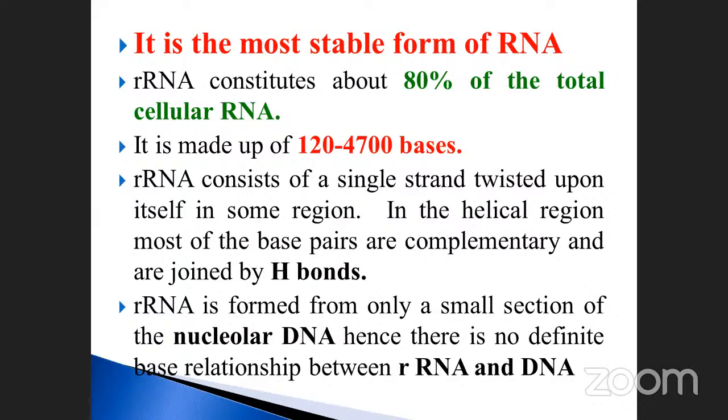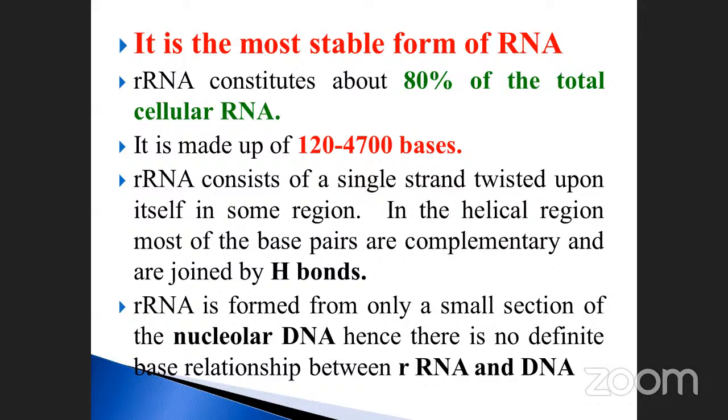It is made up of 120 to 4,700 bases, nitrogen bases. Don't forget. The rRNA consists of a single strand twisted upon itself in some regions. In the helical region, most of the base pairs are complementary and are joined by hydrogen bonds, because nitrogen bases always bind with hydrogen bonds only. The rRNA is formed from only a small section of the nuclear DNA, and there is no definite base relation between the rRNA and DNA.